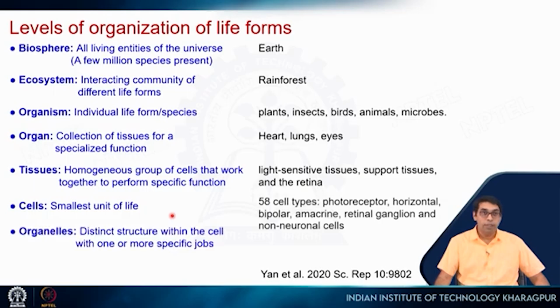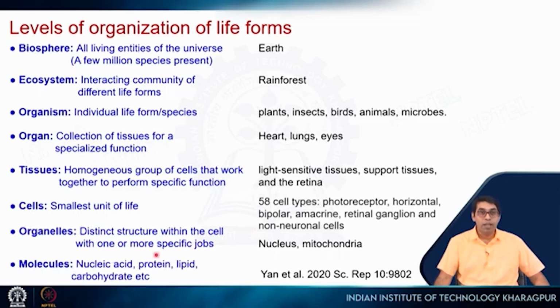If we zoom in further, then eukaryotic cells are made up of different organelles. These are distinct structures within the cell, and they perform different functions. We will see those in more detail in today's lecture. Examples of organelles are the nucleus, mitochondria, etc. If we zoom in further, then these are made up of molecules. We have already seen these molecules: nucleic acid, protein, lipid, carbohydrate, etc., right. So, in the first 4 weeks, what we learned was mostly focused on these molecules, and these are called the molecules of life.